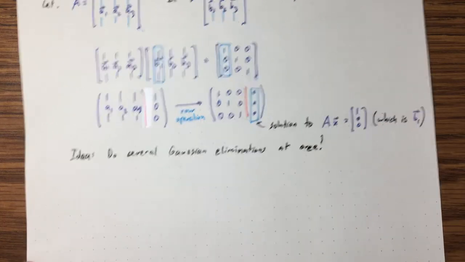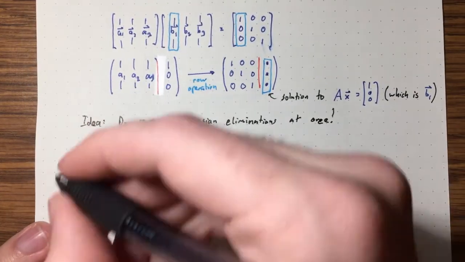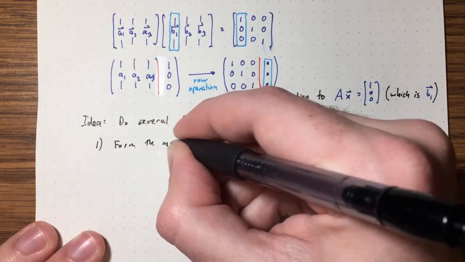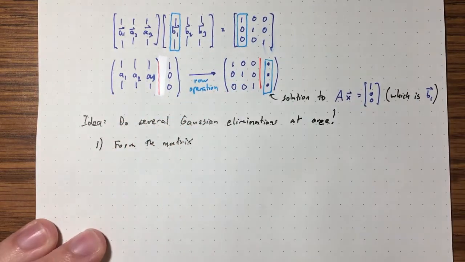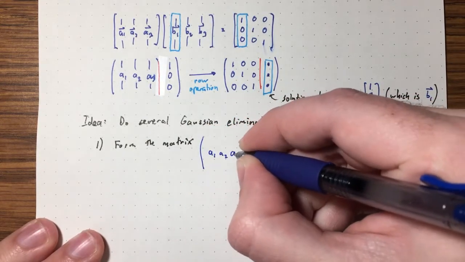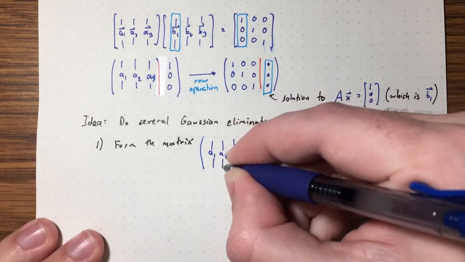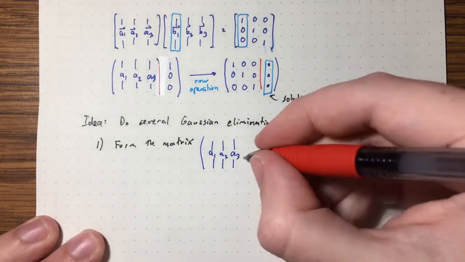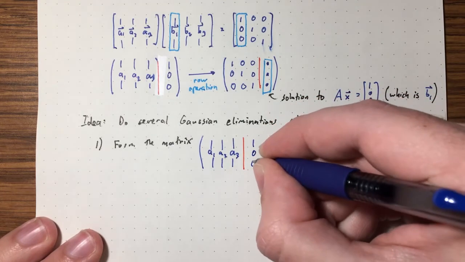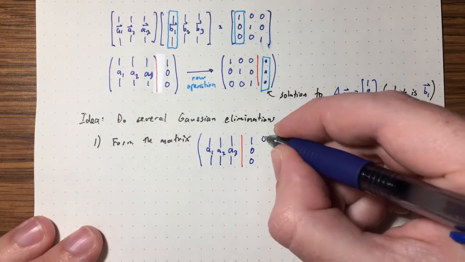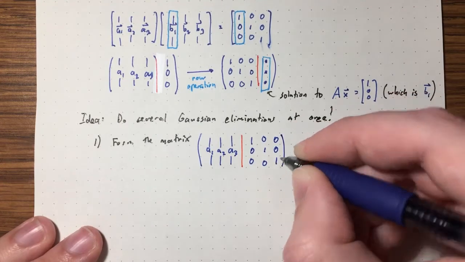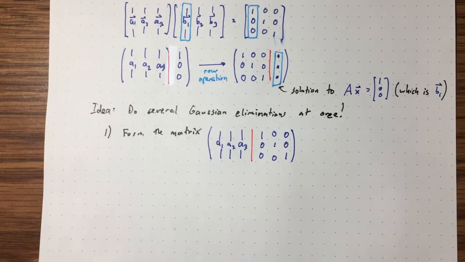Let me just give you 3 steps. So first step is we form the matrix. This is like a super augmented matrix. So we'll have A1, A2, A3. Now on this side, I want to solve it for this, I also want to solve it for this, and I also want to solve it for this. So I'm putting multiple columns on this side of the red line. It's something we haven't seen before.